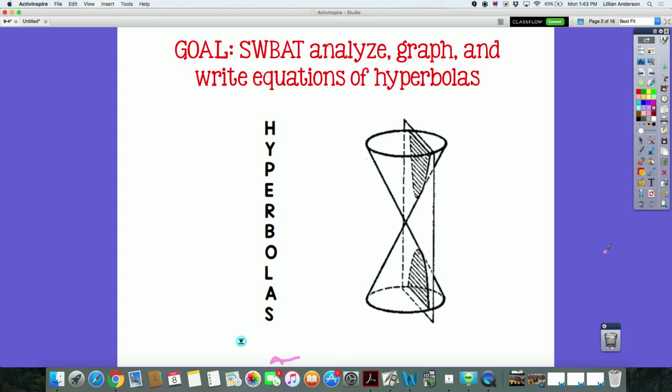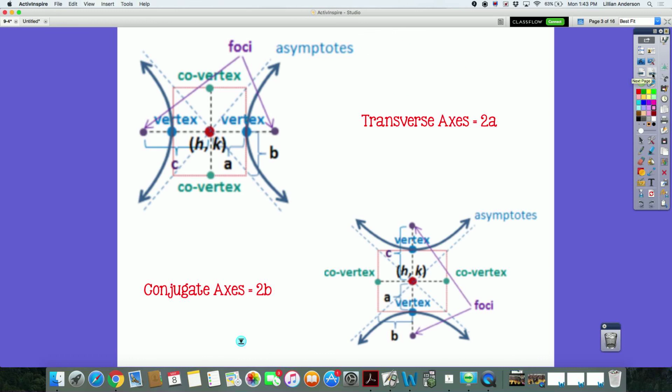But a hyperbola is basically formed when you take a plane, a vertical plane, and cut a tipped cone, and this here and this here are your hyperbolas. So this is what a hyperbola looks like. It's basically two branches. You can have horizontal hyperbolas where they open to the left and to the right, or you can have vertical hyperbolas where they open up or down.